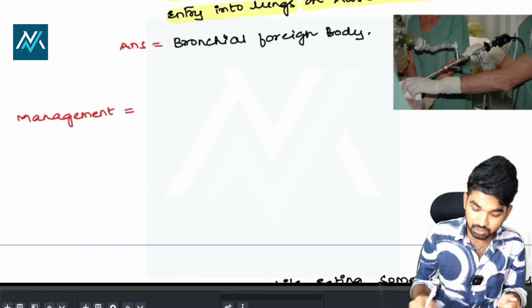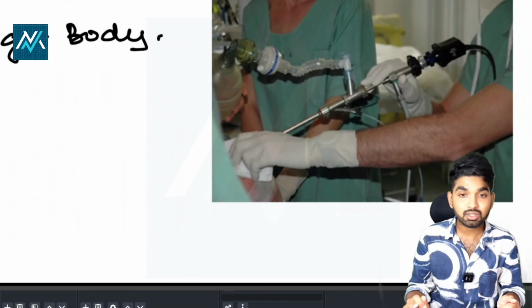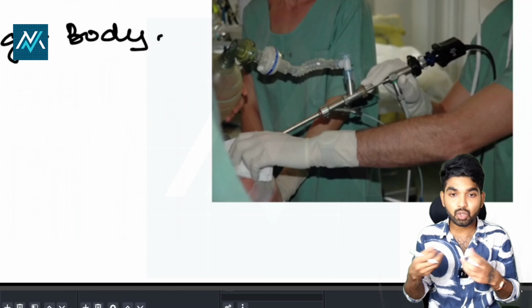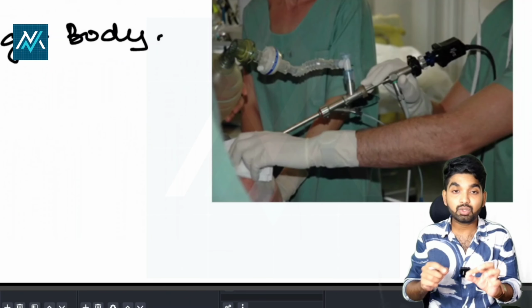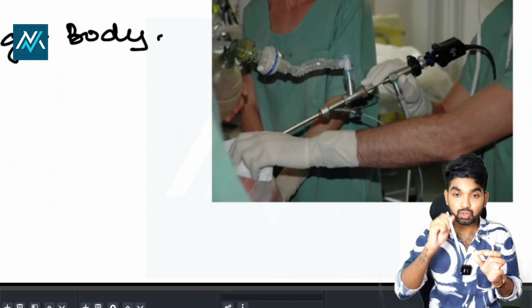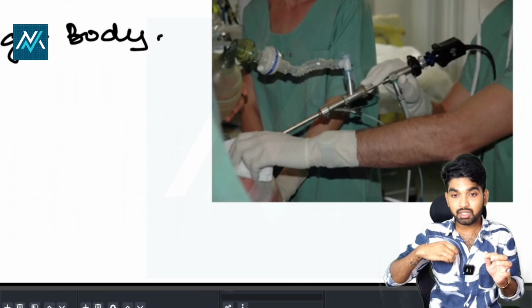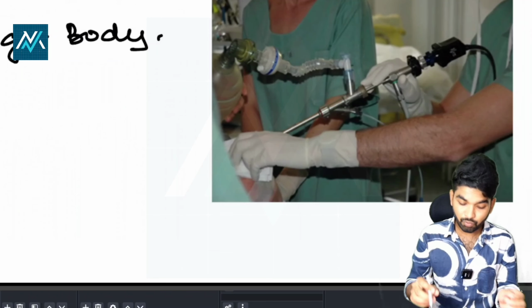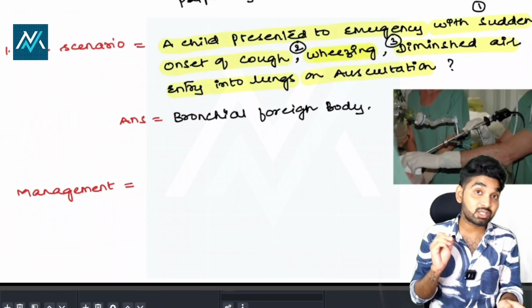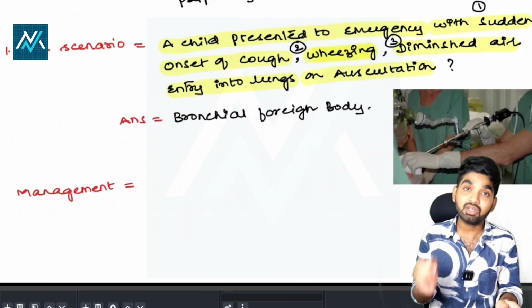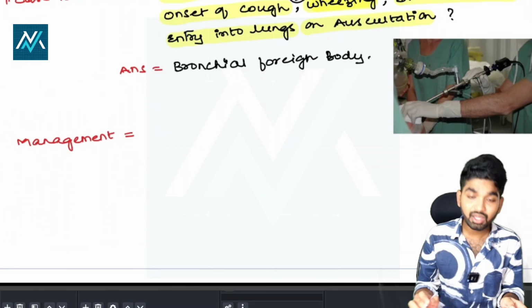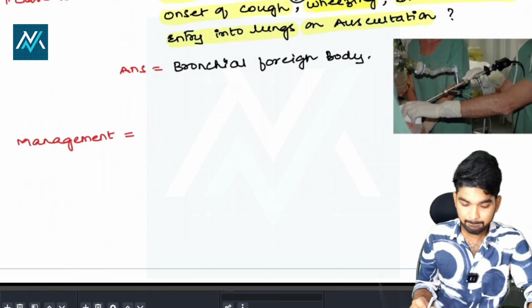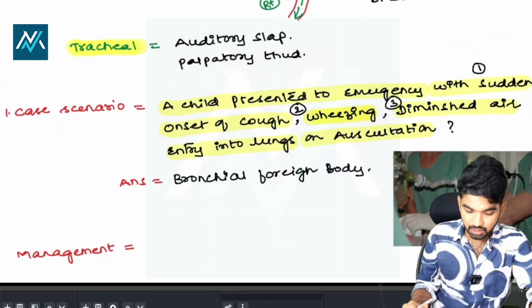Right. Can you see this image here? The ENT surgeon, or the pulmonologist, or whoever it may be, is trying to send a bronchoscope and remove that foreign body, right? So always remember, foreign body aspiration is an emergency. Clear? Okay, it's an emergency, right?